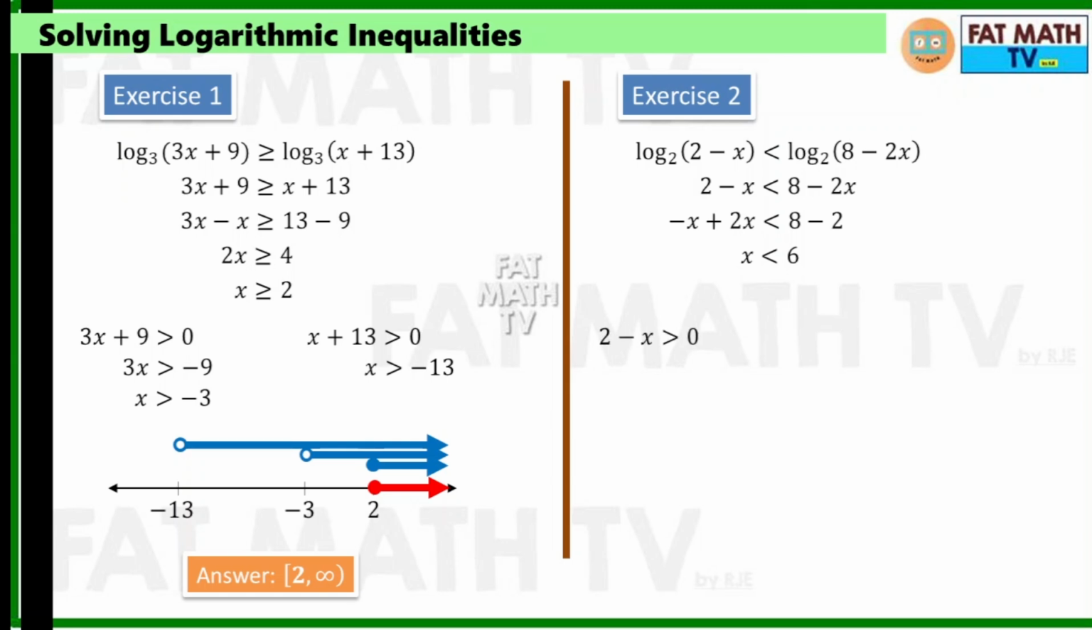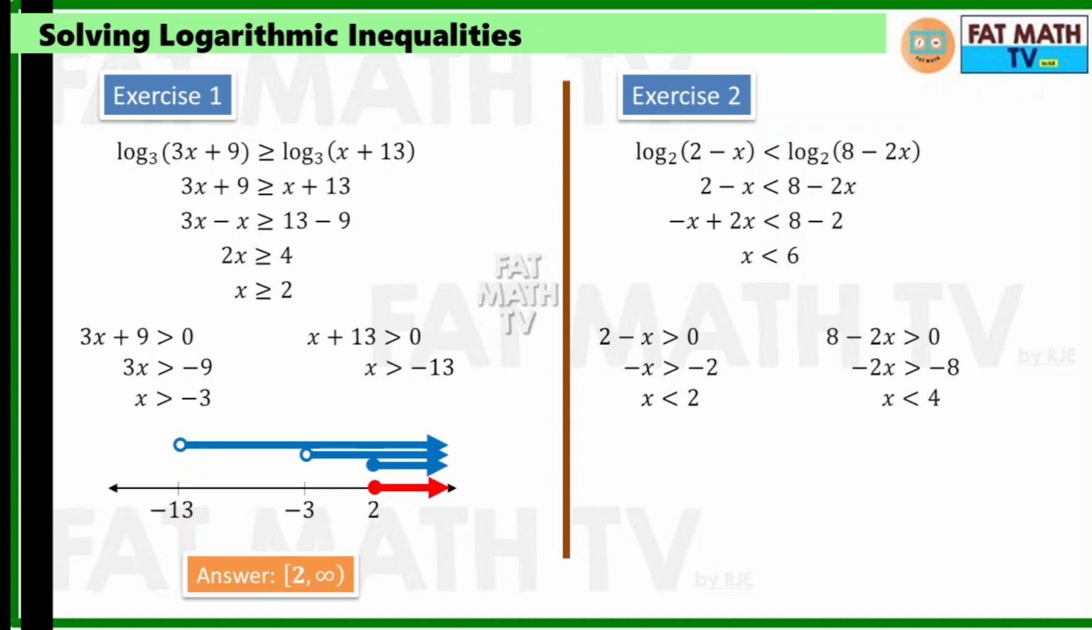And then 2 minus x should be greater than 0. So negative x should be greater than negative 2. Divide both sides by negative 1. x is less than positive 2. 8 minus 2x should be greater than 0. So negative 2x is greater than negative 8. Divide both sides by negative 2. You will have x is less than 4.